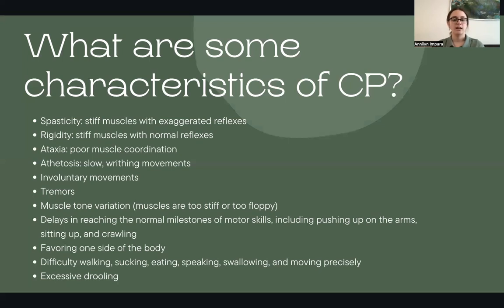Some other indicators of CP show up in delays of reaching the normal milestones of motor skills, including pushing up on the arms, sitting up by yourself, and crawling. Other symptoms are favoring one side of the body, difficulty walking, sucking, eating, speaking, swallowing, and moving precisely, and issues with excessive drooling.